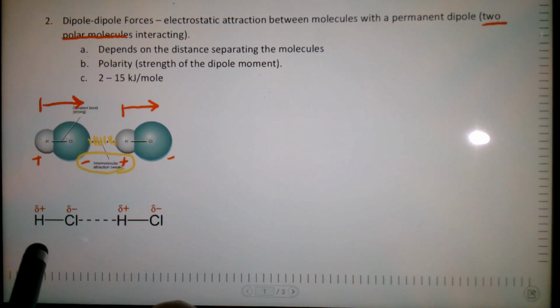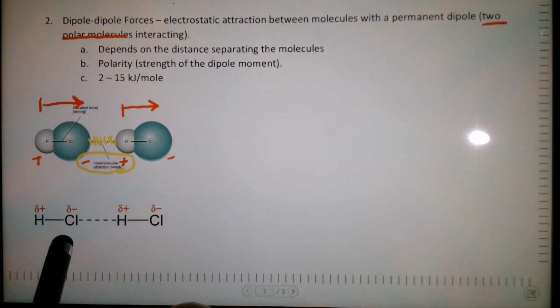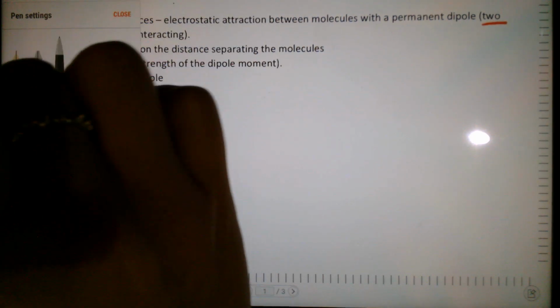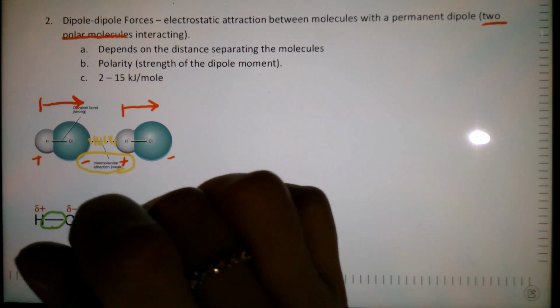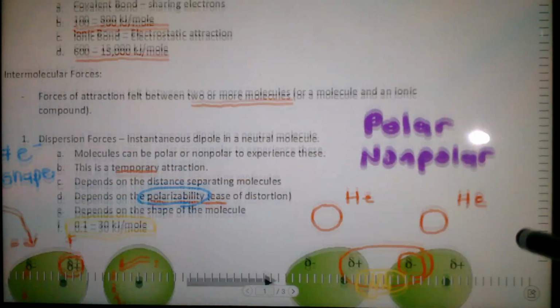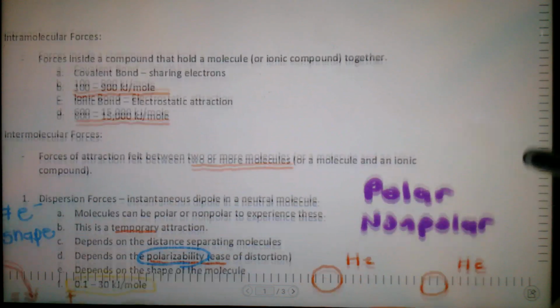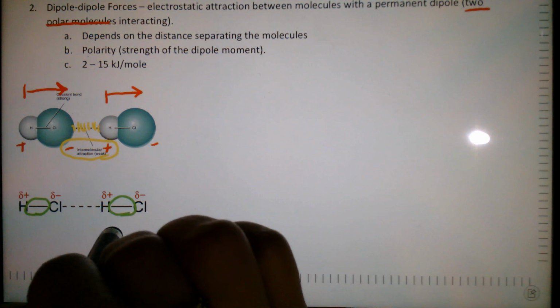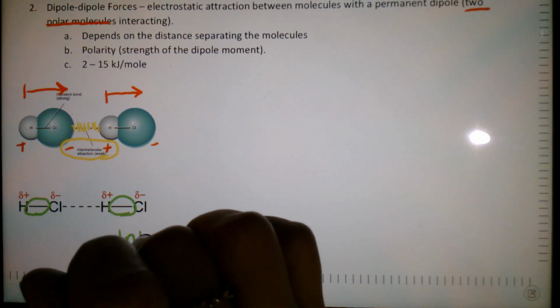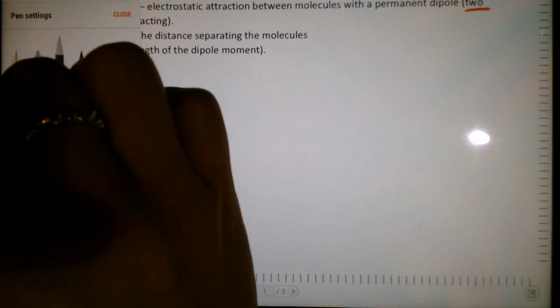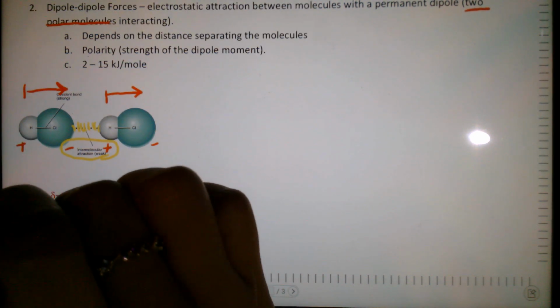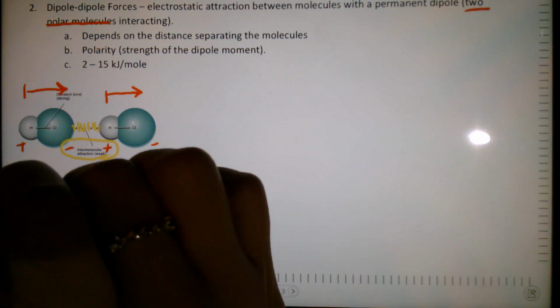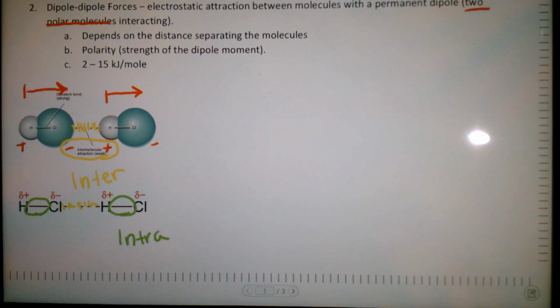Drawing out the molecule here. Up at the top, these covalent bonds, we called those intramolecular forces. What I circled there in green, those are the intra. And then we have this here, and that was the intermolecular force. Two different molecules interacting with one another.